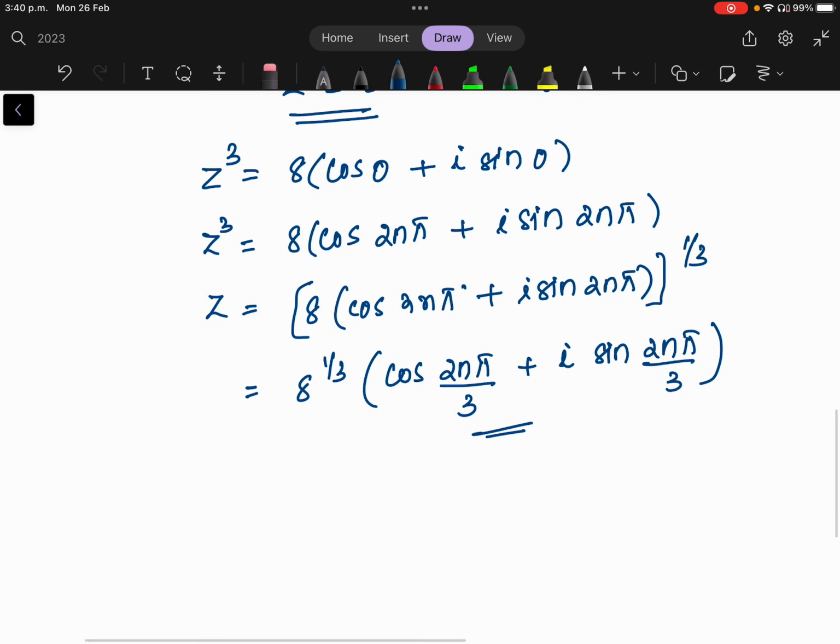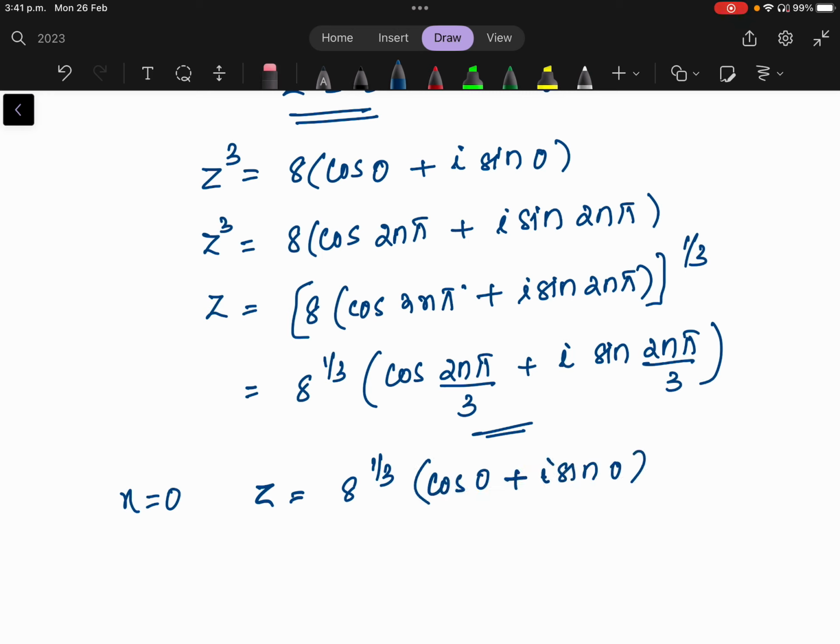Now, since this is a cubic equation, we know that there will be 3 roots. So what you have to do is put n equal to 0 first. You put the 0 over here, which will be 8 to the power of 1 over 3 times cos 0 plus i sin 0, and then you calculate this in the calculator, and you will get z is equal to 2.